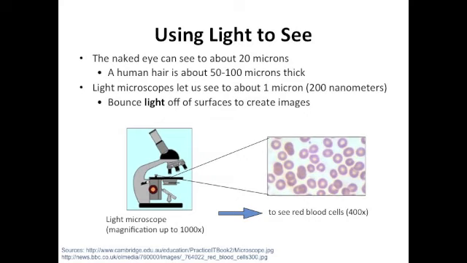These light microscopes let us see about 1 micron or 200 nanometers because they bounce light off surfaces to create images. So you see the picture here of the red blood cells. That's about a magnification of 400x. Just to put things into perspective, our eye can see about 20 microns, and a human hair is only about 50 to 100 microns thick, depending upon whose hair it is.